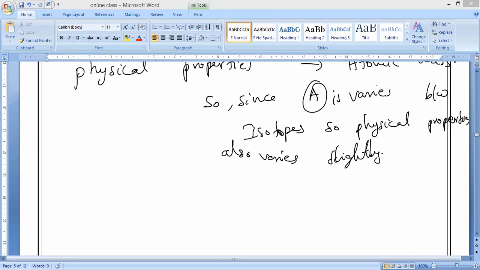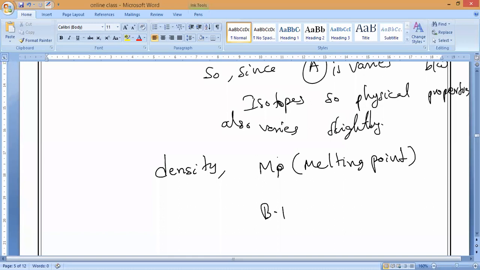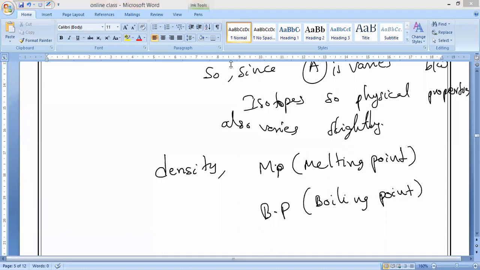So what do you mean by physical properties? Any example of physical properties? Examples: density, melting point, boiling point. Like these things will vary. These are only called physical properties.